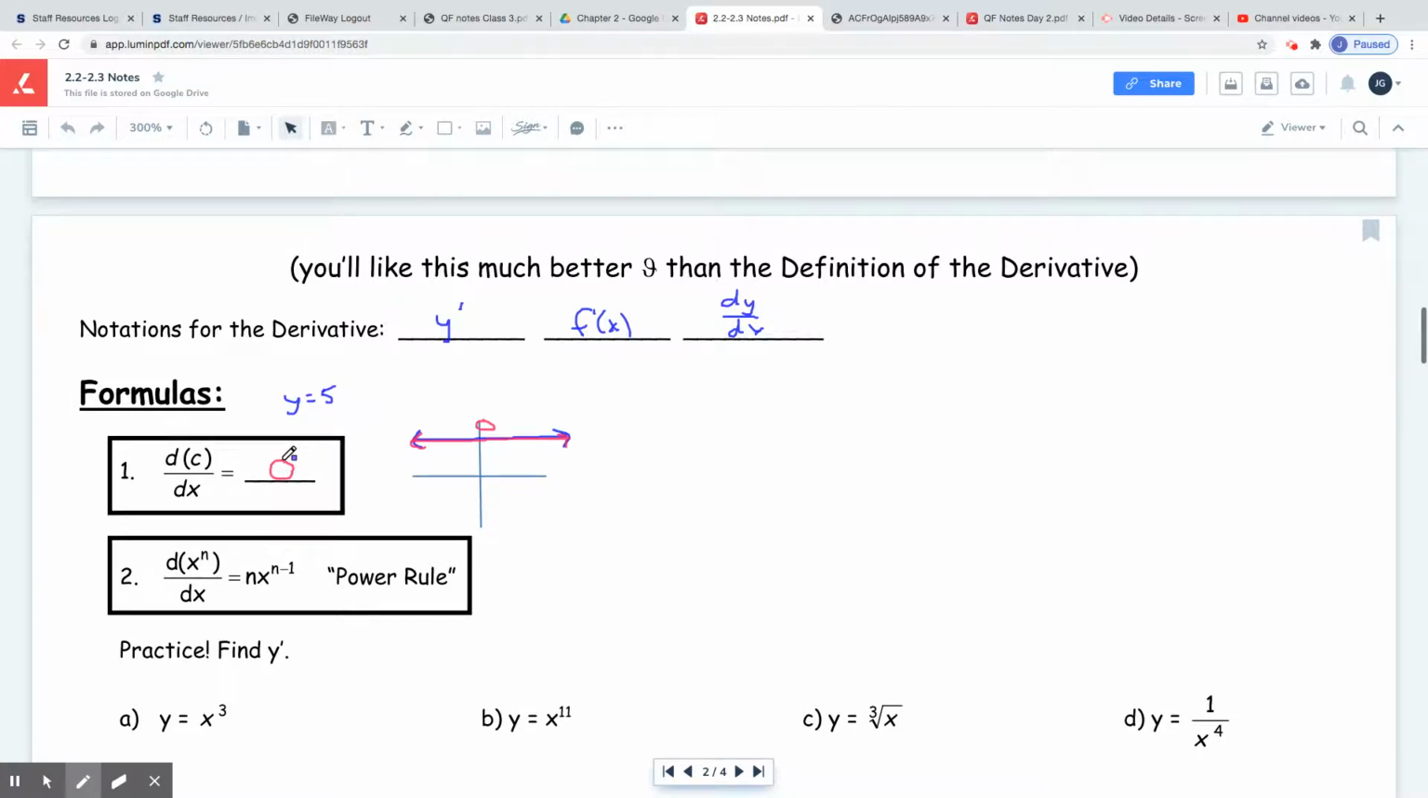The derivative of 10, 0. The derivative of 99, 0. The derivative of 1 million, 0. The derivative of 1/5, 0. If it doesn't have a variable in it, the derivative is always 0.